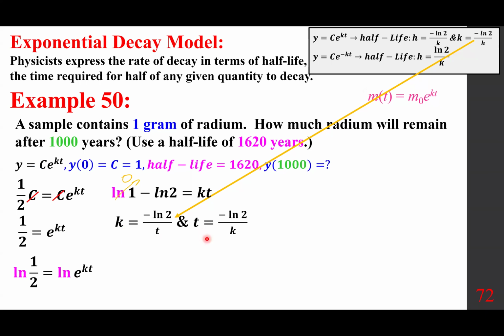Sometimes you may be interested in calculating the t, because k is given. In this case, k is missing. You're calculating the k. T is given, the half-life. So replace the t with 1620. And with a bunch of decimals, we get negative 0.000427. You want to go with a lot of decimals.